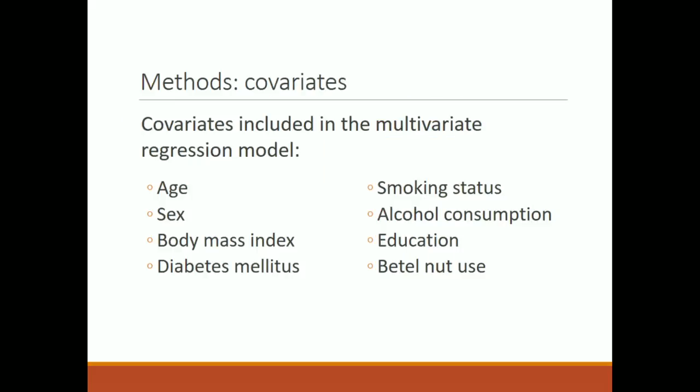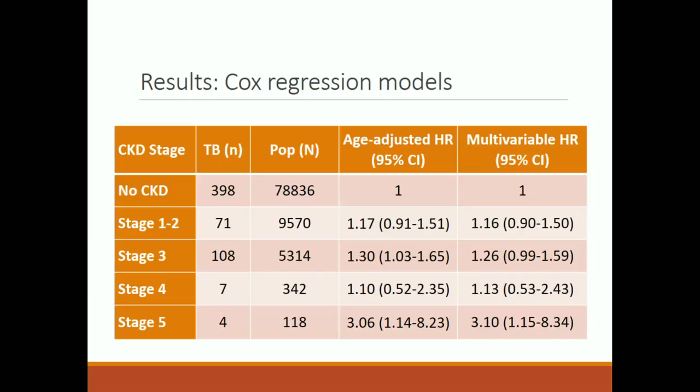In our analysis, we adjusted for age, sex, body mass index, diabetes, smoking, alcohol, education, and betel nut use as a proxy measurement of socioeconomic status. For diabetes mellitus, we adjusted not just for dichotomous diabetes, but also for glycemic control using fasting plasma glucose, because recently we found that the level of glycemic control is a very important predictor of TB disease. So this is the result.